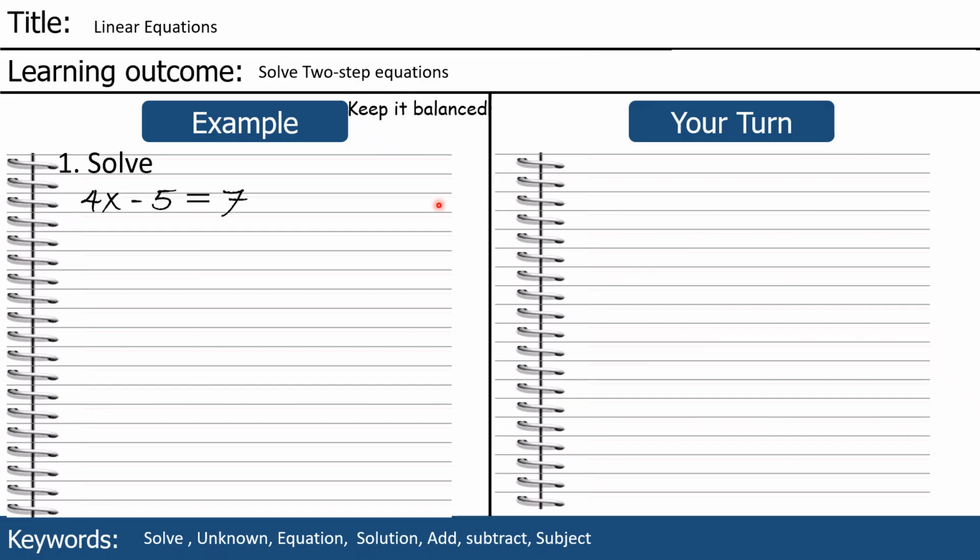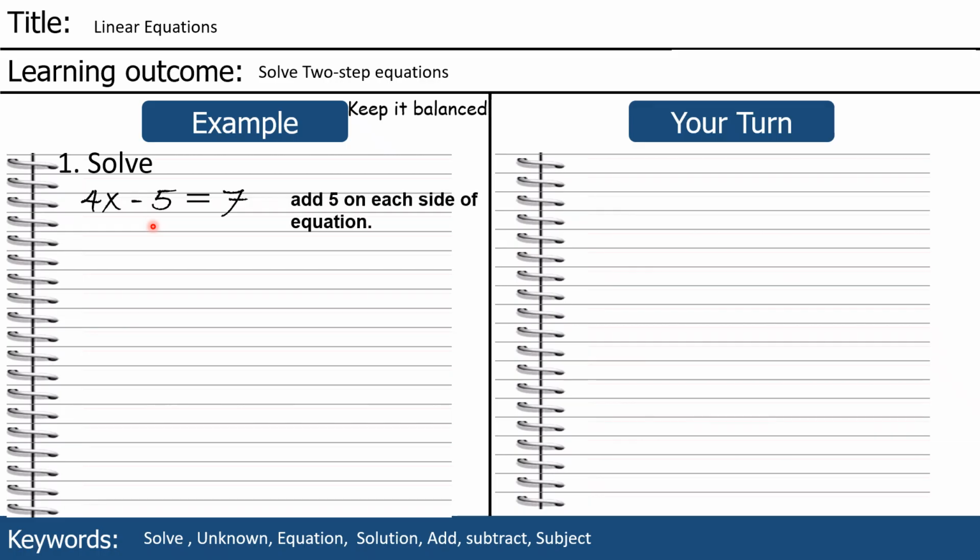So let's start with 4x subtract 5 equals 7. We're going to use a reverse operation to solve. The last thing that was done to x is subtracting 5, and the reverse of subtracting 5 is add 5. So add 5 to each side of the equation.